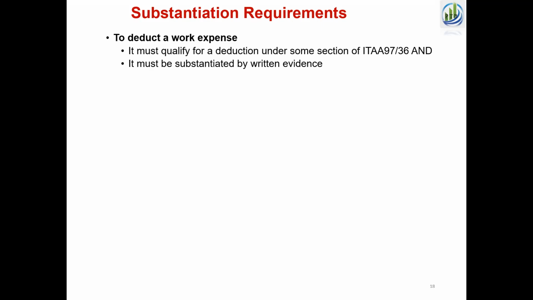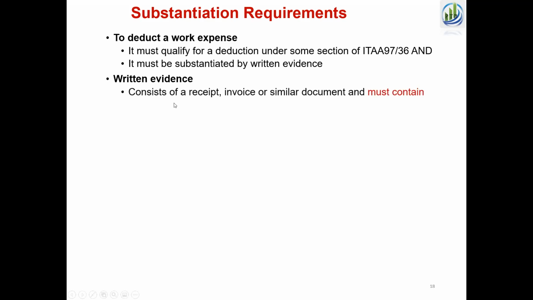So it should be written evidence. They did not ask us specifically for a tax invoice or invoice. They said that you must have written evidence. So now we will see what kind of written evidence we can use to substantiate our deductions. When we go to the written evidence, the guidelines explain that it consists of receipts, invoice, or similar documents.